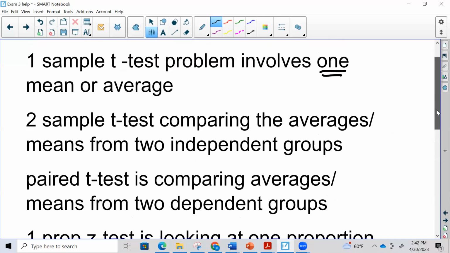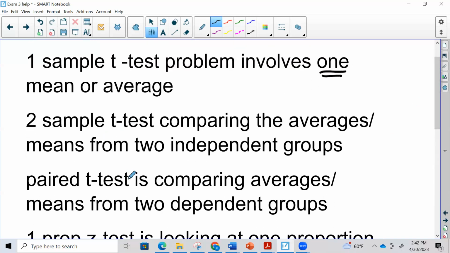Now, the other two t-tests, two sample and paired t-tests, both have either two sets of data from two different samples or two sets of data on the same sample. But you're always comparing two averages or two means. And again, the two sets of data could be on the same group of people, so it'd be the same sample, but you're collecting two sets of data on that group of people. So a lot of students mess up the two sample t-test versus the paired t-test.